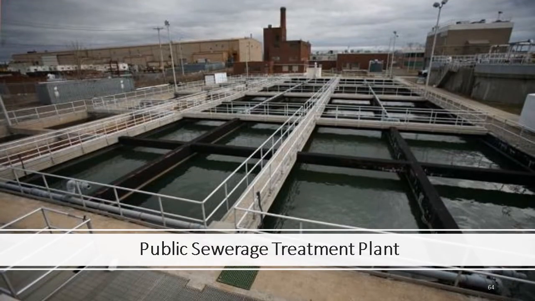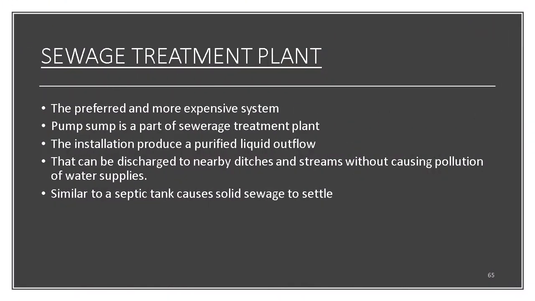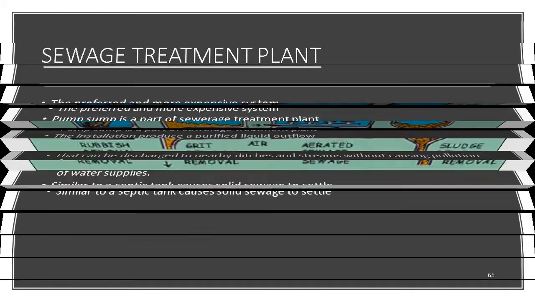Public sewage treatment plant. This is the preferred and most expensive system. Pump sump is part of sewerage treatment plant. The installation produces a purified liquid outflow that can be discharged to nearby ditches and streams without causing pollution or water supplies. Similar to the septic tank, it causes solid sewage to settle.